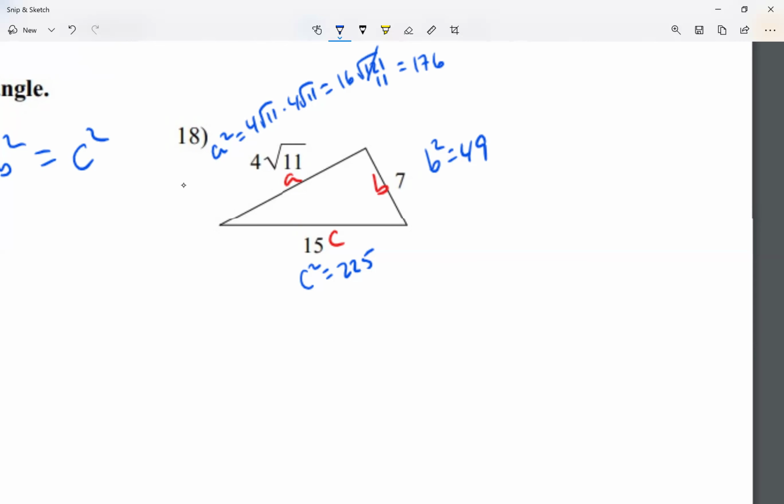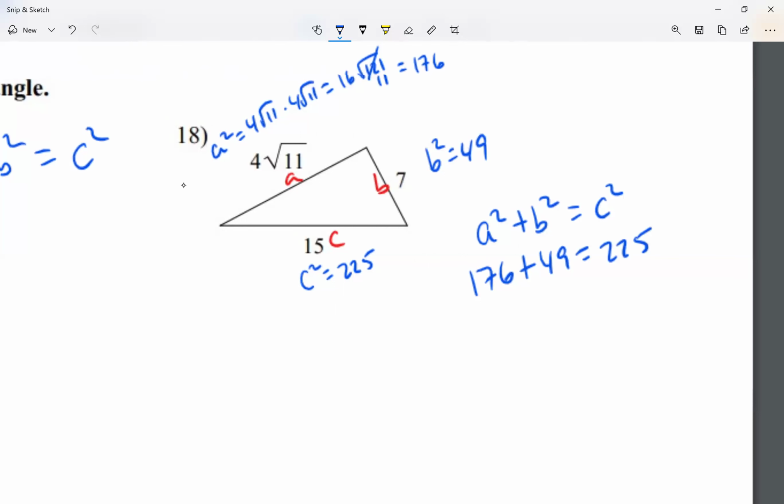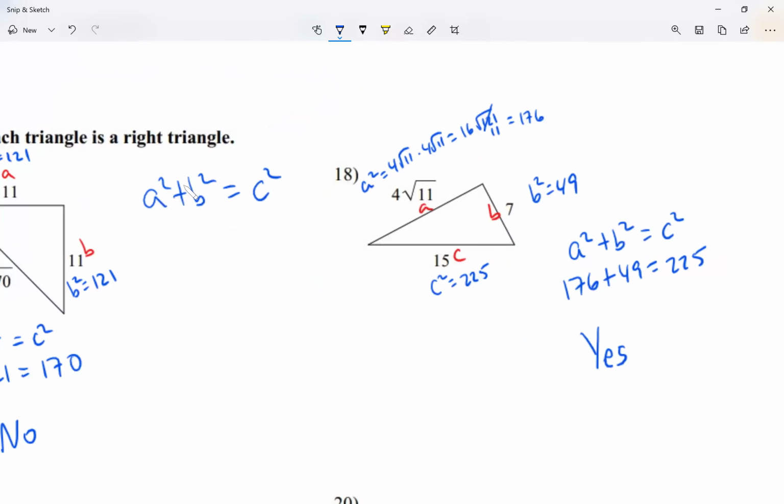Okay. So I know what my A squared, my B squared, my C squared are. The formula is A squared plus B squared equals C squared. A squared is 176, B squared is 49, and C squared is 225. So what I'm asking is, is 176 plus 49 equal to 225? Yeah, that's a true statement. So I'm going to say yes, this is true. Remember, the Pythagorean converse is basically asking, is a squared plus b squared equal to c squared?